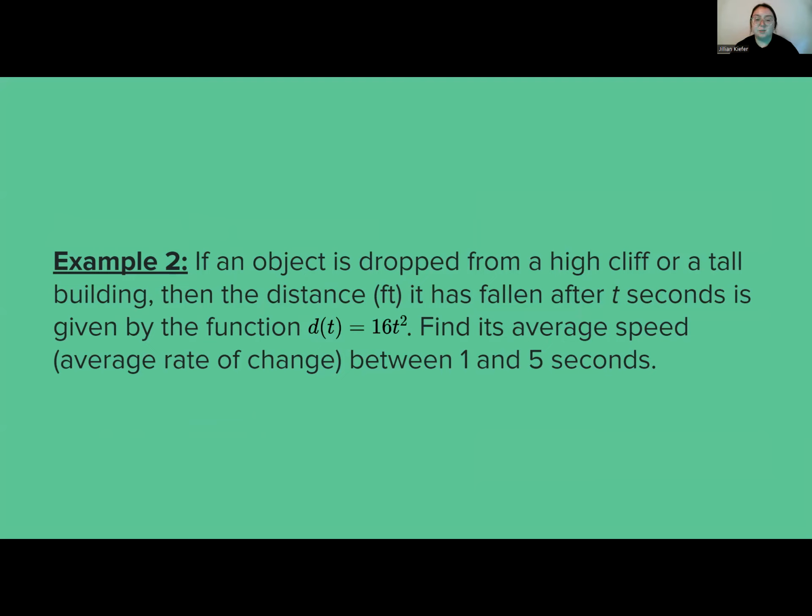We have this object that's being dropped. We have a function, and we know those time stamps that we're looking at, t equals 1 and t equals 5. So we're going to find our average speed or average rate of change just the same. So let's go ahead and head on over to our notes.